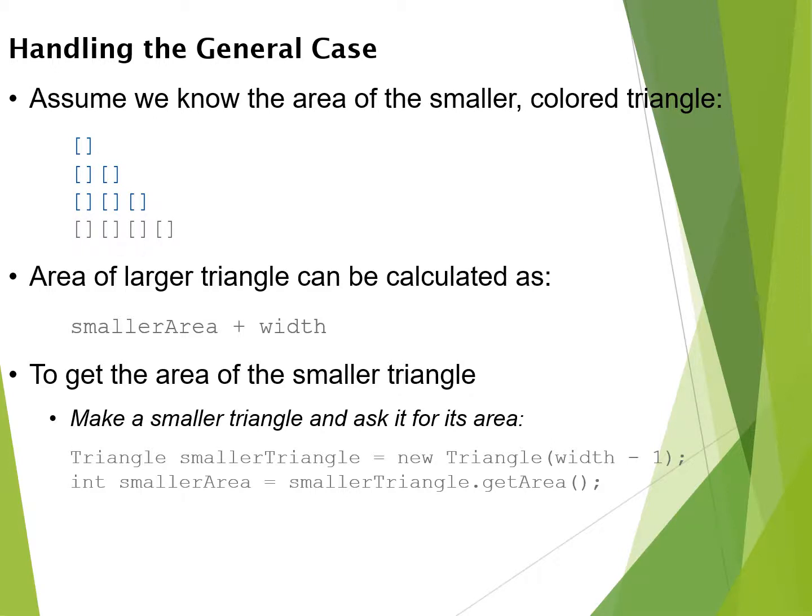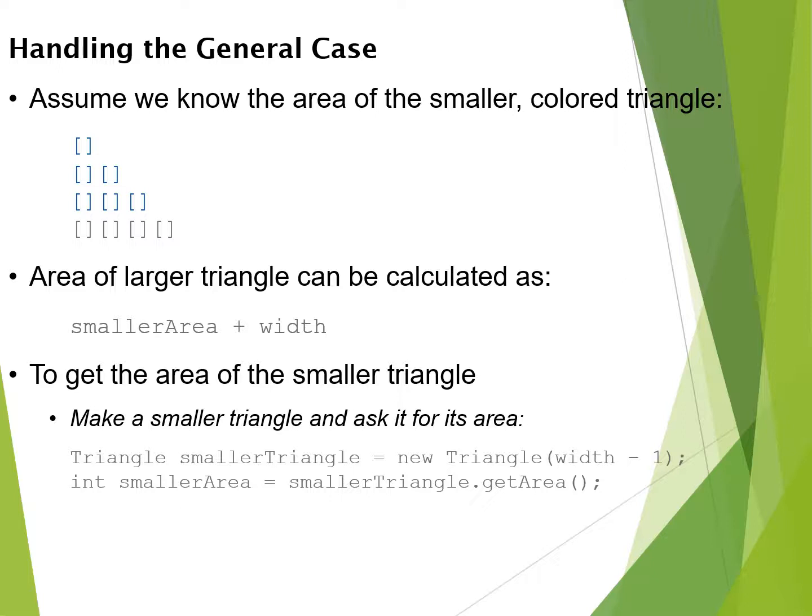So in summary, in order to get the area of the triangle, you have to apply the same method of getArea to find the area of the smaller triangle. And after you find the smaller triangle's area, you have to add it with the width of the larger triangle, which is stored in the only instance field of the class triangle.